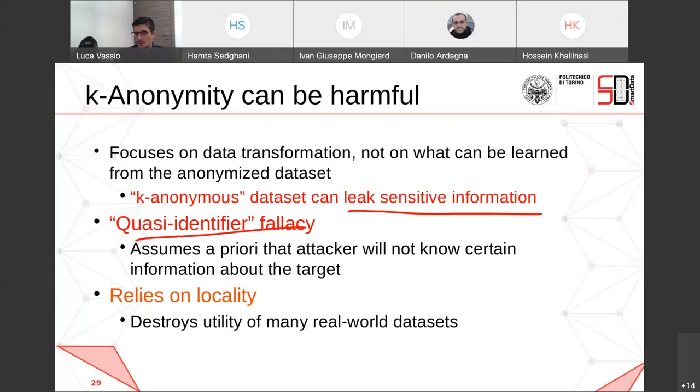And the other problem, as I showed you, is the curse of dimensionality, which says that if you don't have a dataset that is not sparse, you cannot really do a generalization. And so if you apply k-anonymity on this kind of sparse dataset, you will completely destroy the utility of it.